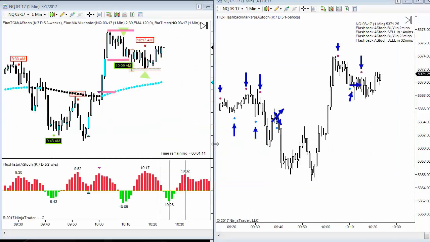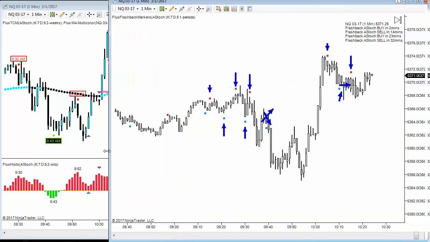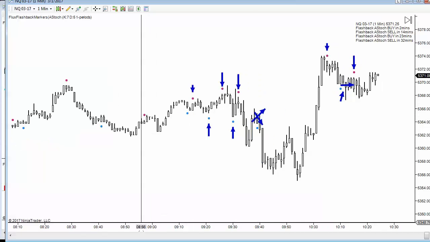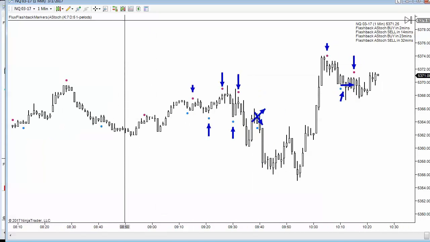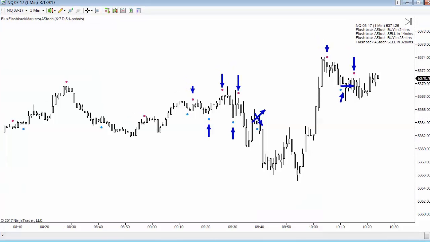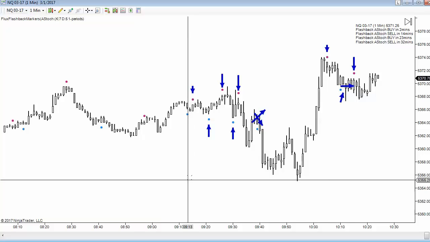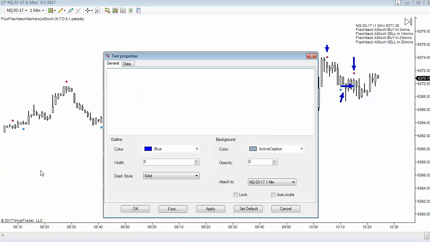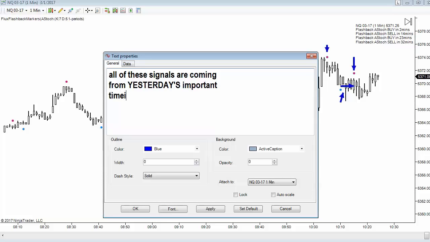All right, so vertical analysis on the left. I'm sorry, yeah, vertical analysis now is all the way across our chart, tucked behind. Here's our horizontal analysis. And this chart right now, all of these signals are coming from yesterday's important timing signals.